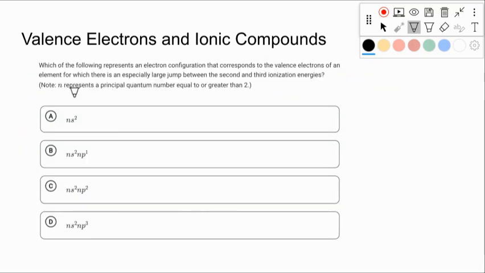And so the correct answer is going to be ns2 because it's going to lose 2 of its s electrons and become a noble gas and be happy. It does not want to lose its third electron.